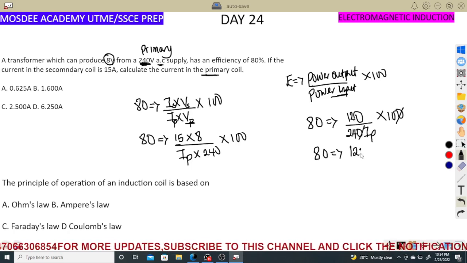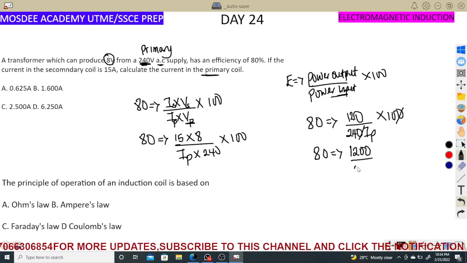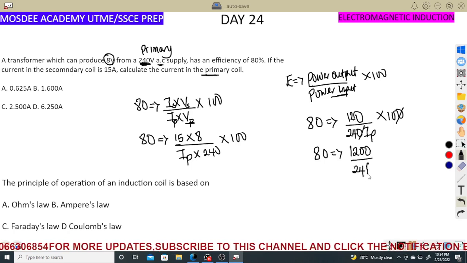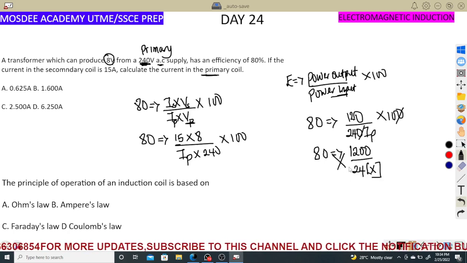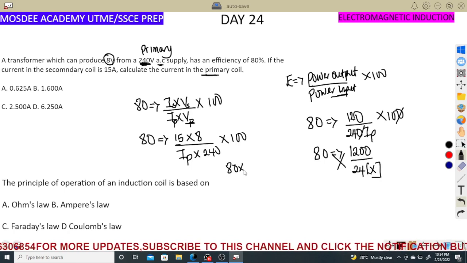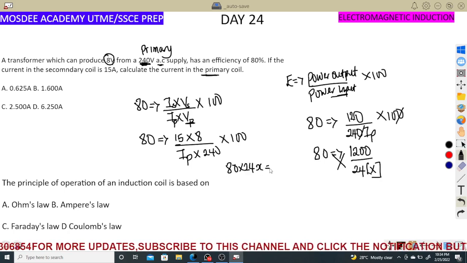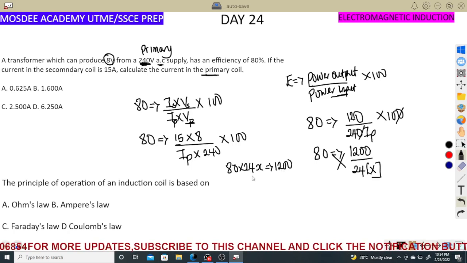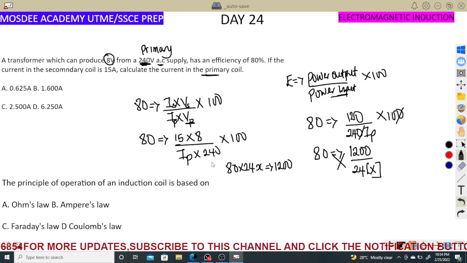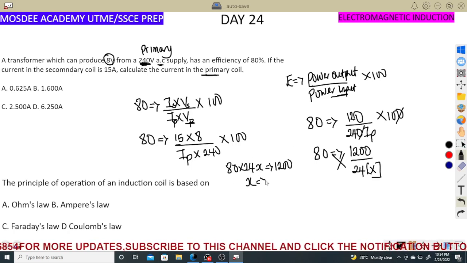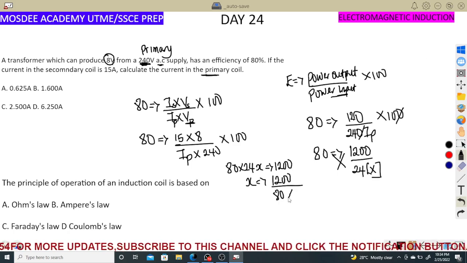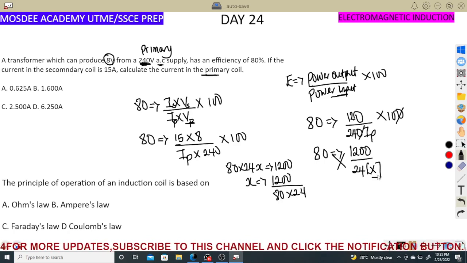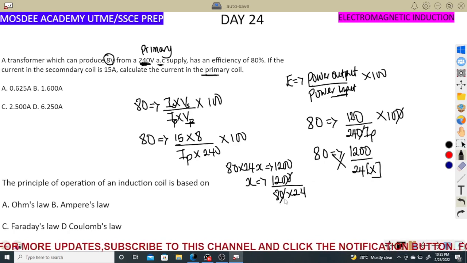1,200 over 24 IP. You can call this IP x if it is causing trouble for you. So now you can cross multiply. On cross multiplication, you can say 80 times 24x equals 1,200. Someone that knows how to cut, you can cut this one and this one. Or make x the subject of the formula. x is 1,200 over 80 times 24. I have turned IP to x, which is what I'm looking for. So if you know how to cut, no problem. If you don't know how to cut, leave it.